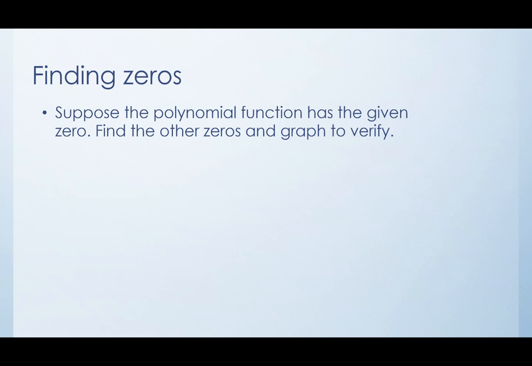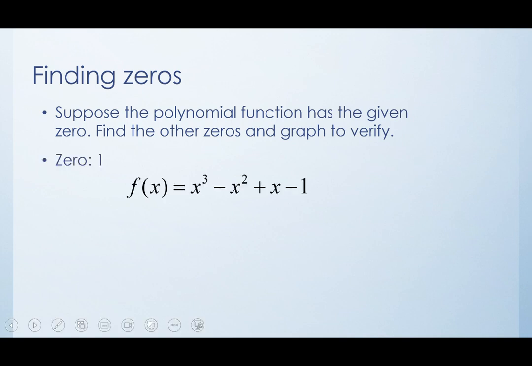All right, so for this example, we're supposing that we have the given polynomial function, and we're being told that one of the zeros is 1. What are the other zeros? Now, this is an example where you might have graphed it in GeoGebra, and let's see what that looks like.